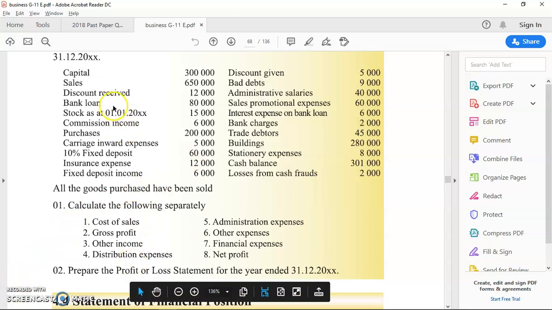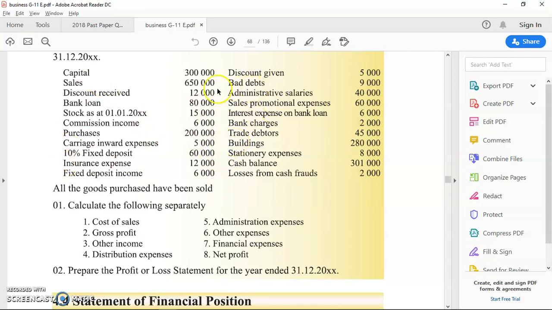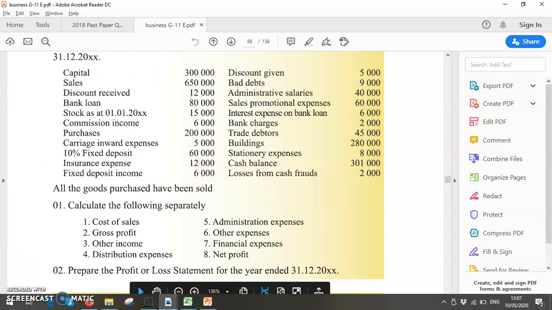So for profit and loss, we use only income and expenses, and to do the statement of financial position, we will take the rest, assets, equity and liability. So that is our lesson for today.